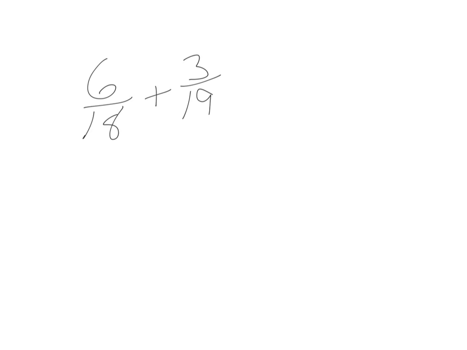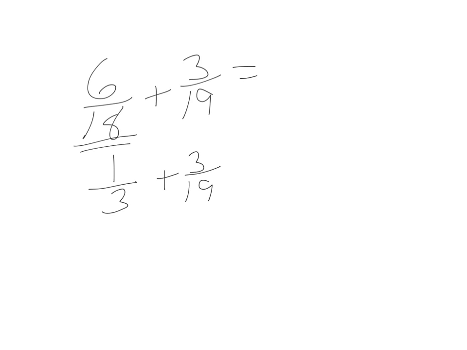So here's our first question. 6/18 plus 3/19. To solve this question, the first thing we want to do is to see if we can make this an easier question by looking at each of my given fractions and seeing if I can reduce them. Now 6/18 can be reduced. We can see that both 6 and 18 are divisible by 6, so 6/18 becomes 1/3 plus 3/19.